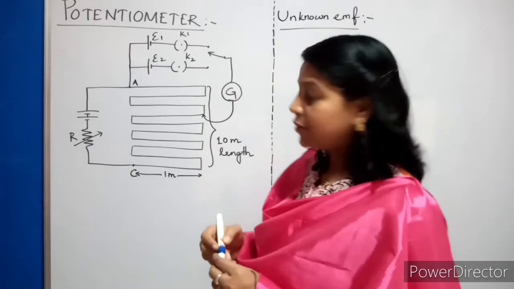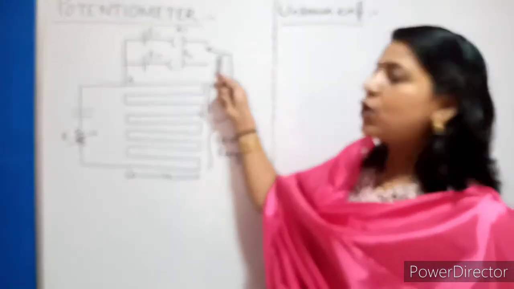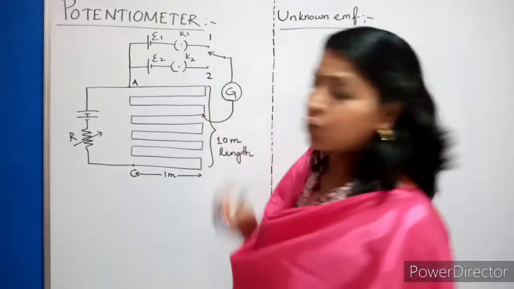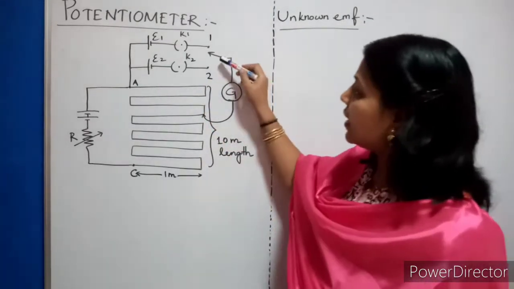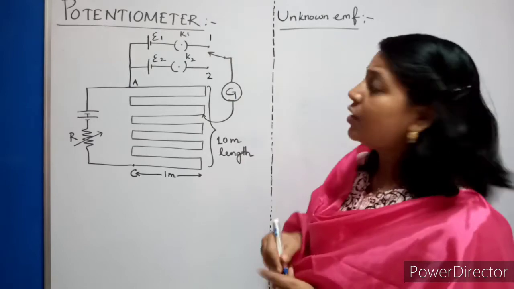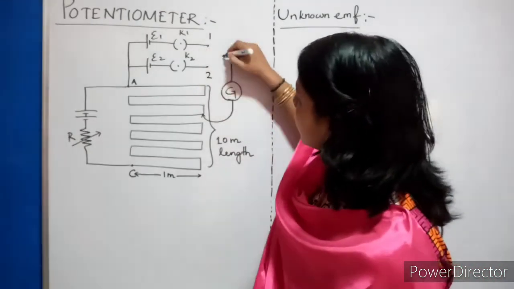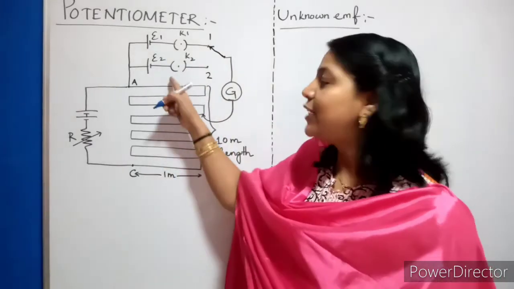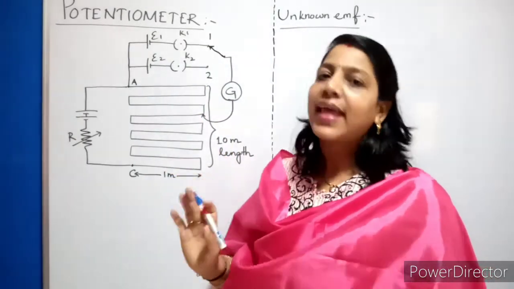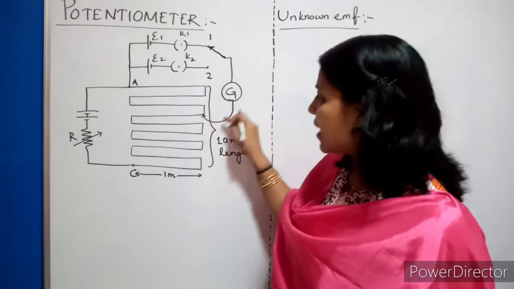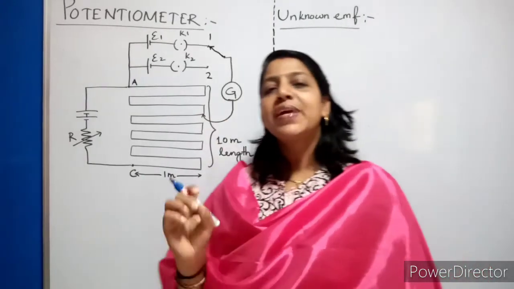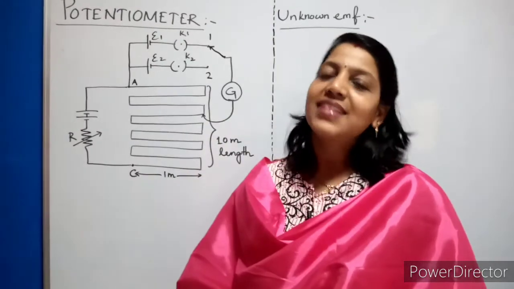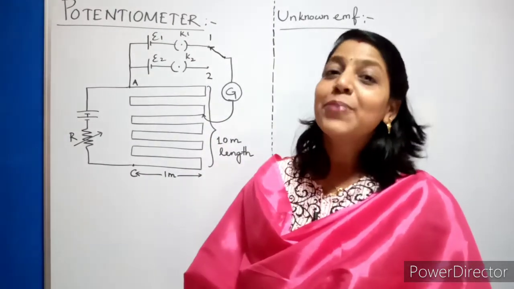Same way, what you need to do? See here, there is a two-way switch. You can give this name as 1, this as 2. Now, initially, let your switch be connected to position 1. When your switch is connected to position 1, E1 will be active, E2 will be inactive. At that time, just adjust this jockey. At some particular balancing length L1, your galvanometer shows zero deflection. That is nothing but the balancing length.